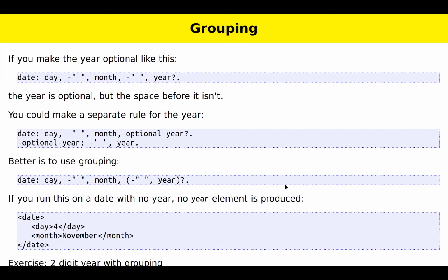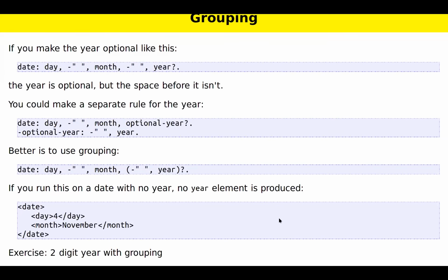And then if you run that on a date with no year, what will happen is that no year element will get produced because there's nothing there. So you'll get something like that. A date is a day and a month. What I want you to do is now make the year optionally 2 digits or 4 digits, and to do that with grouping.